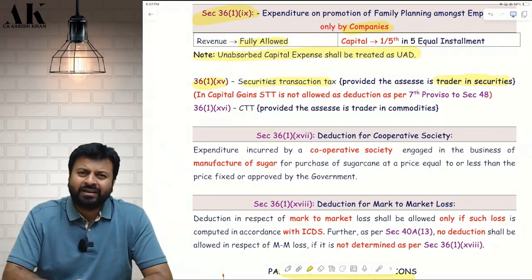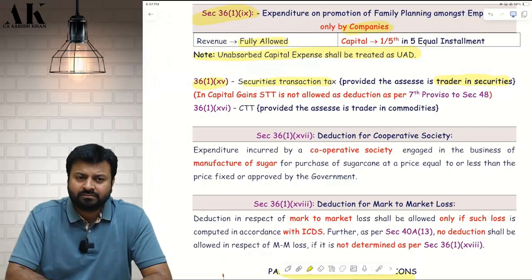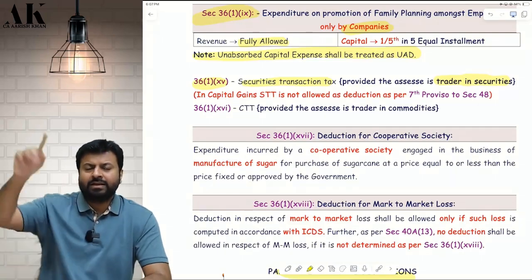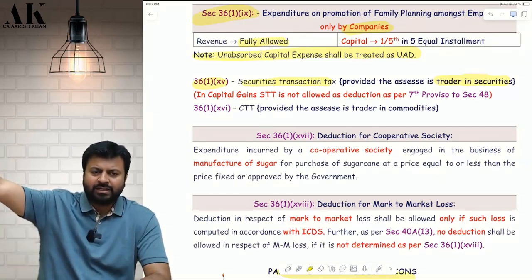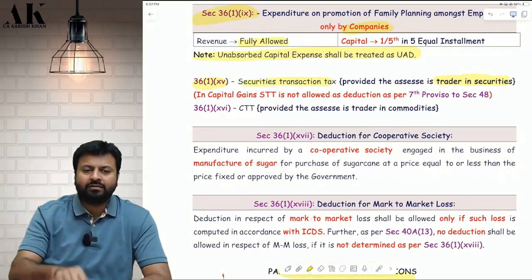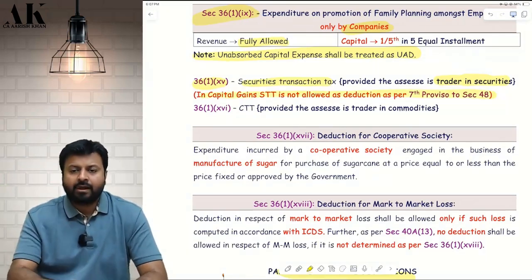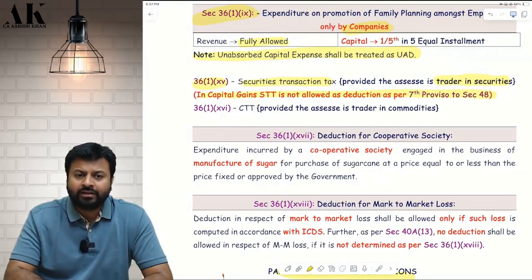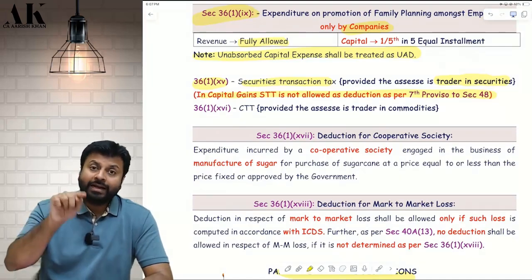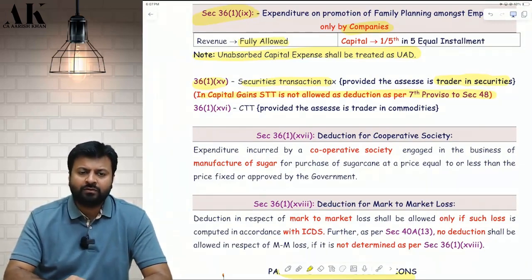Sir, I do not buy and sell shares every day. I am an investor, sir. I am a long-term investor. Then your income will be classified under capital gains, correct or not? And under capital gains, you don't get a deduction of STT. I hope you know that. Even if you don't, see here in the bracket: under capital gains, you don't get the deduction of STT. But if you're a trader in securities, then you are eligible for claiming the deduction of STT. Is it clear to all of you?